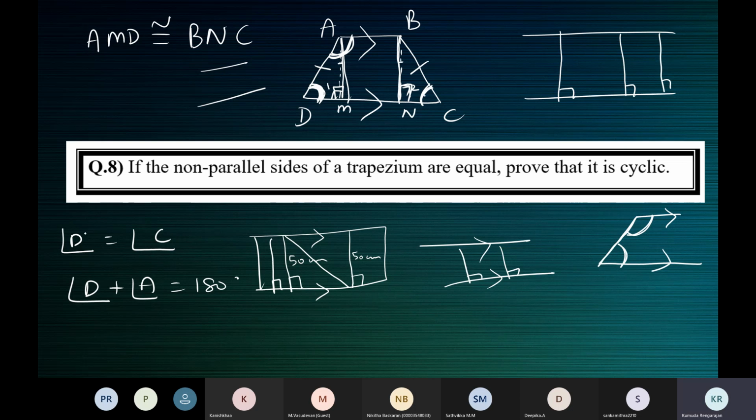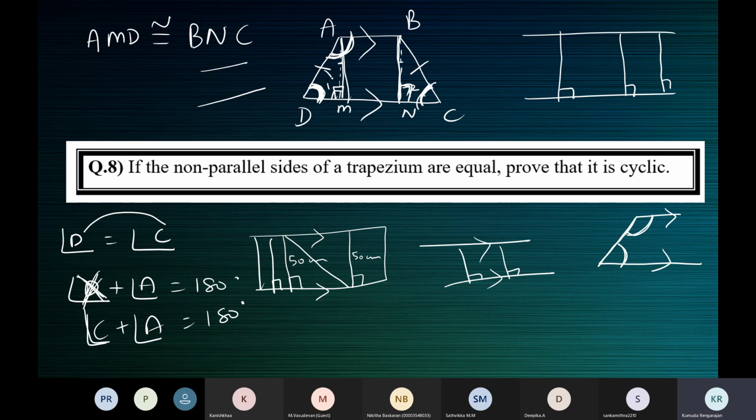But we know angle D is equal to angle C. So replace D with C and say angle C plus angle A is equal to 180. Because D is equal to C, take away D and say C. Angle C plus angle A is 180, meaning opposite angles are supplementary. Therefore, ABCD is cyclic.